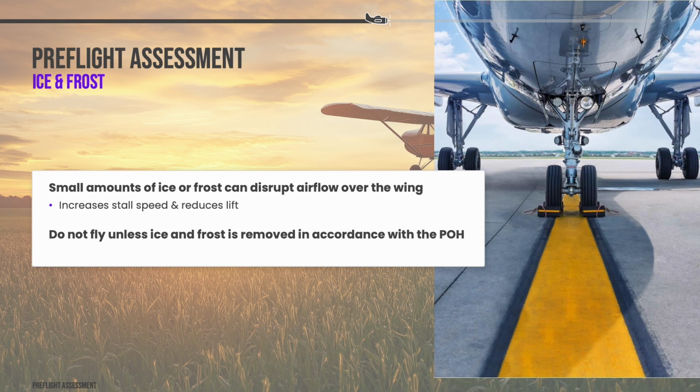In the pre-flight assessment, still, we're looking at ice and frost as well. Small amounts of ice or frost can really severely disrupt the airflow over the wing. So it is not legal, again, it is not legal to take off with any amount of frost or ice on your wings. Okay, it does increase the stall speed and it reduces lift. So you can lose that lift at a lot higher airspeed if the airflow is disrupted due to ice and frost. So again, do not fly unless ice and frost is removed in accordance with the POH. But as far as the FAA is concerned, they do not allow you to take off with frost on your wings.